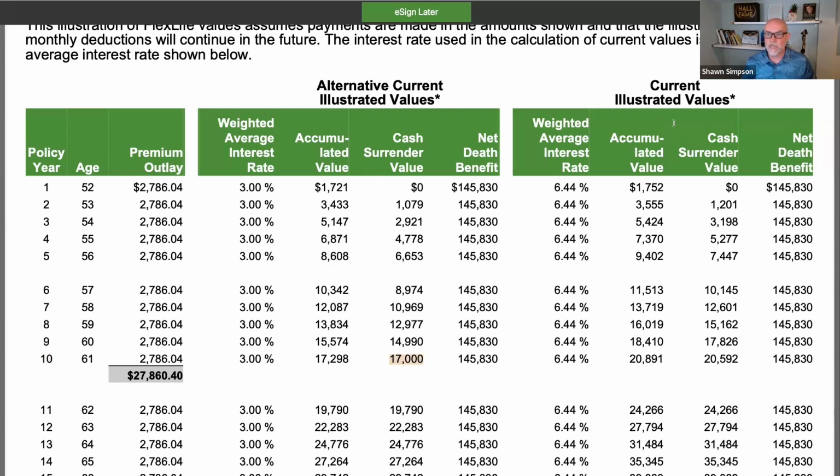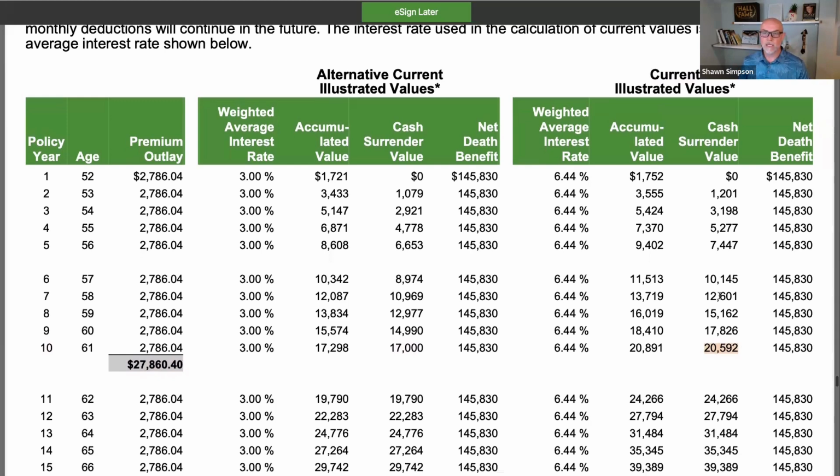Then I come over here and I'll say the current illustrated value is about 6.44%. After 10 years, still the same, you've got $27,860 in it, and you'll have $20,592 in cash value. Okay. And so this is the current illustrated value. This is currently what it's doing, what the market is doing right now. And the alternative is a lower projection of what could happen over the course of time. And so I usually just show them the first 10 years, and then we stick right around here.